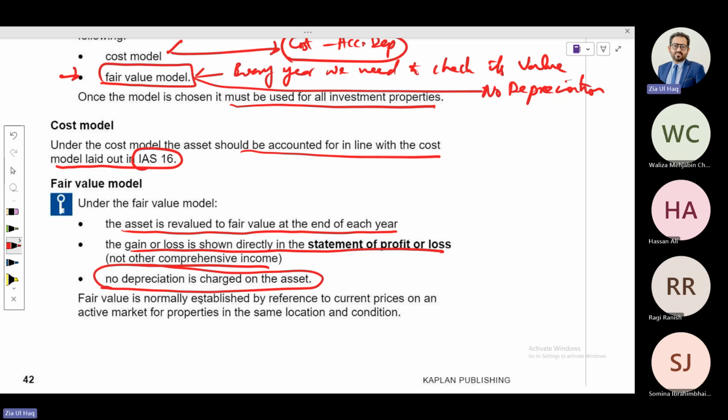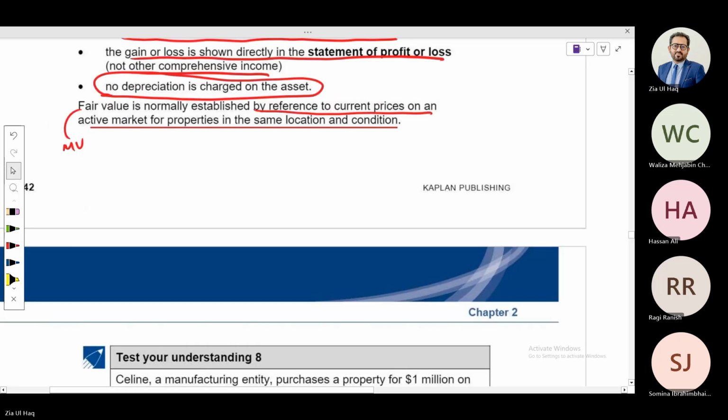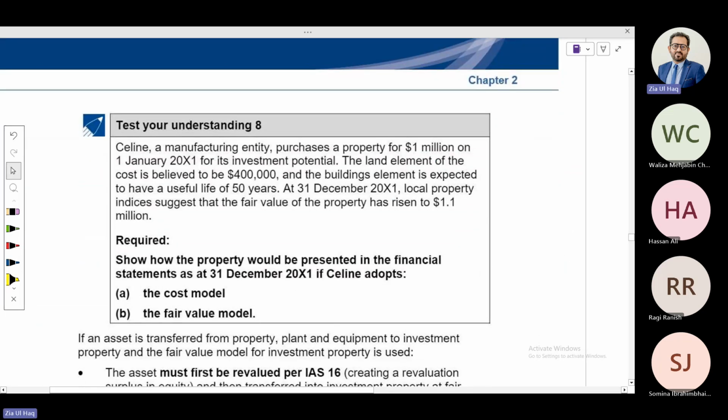Fair value is normally established by reference to current price on an active market for properties in the same location and condition. What does fair value mean? Market value. As you're understanding it.